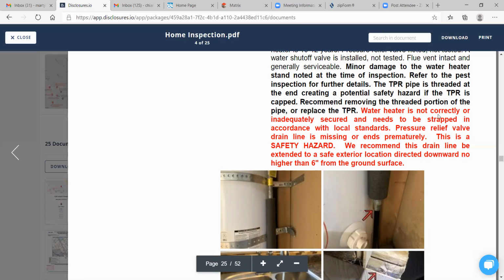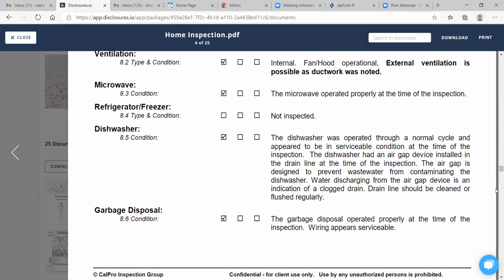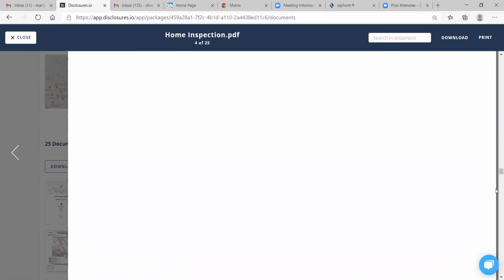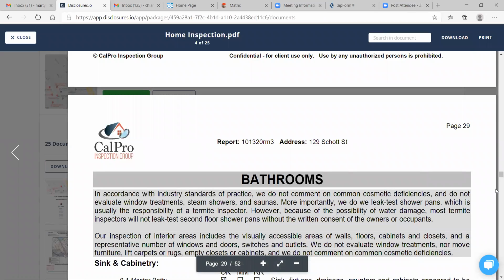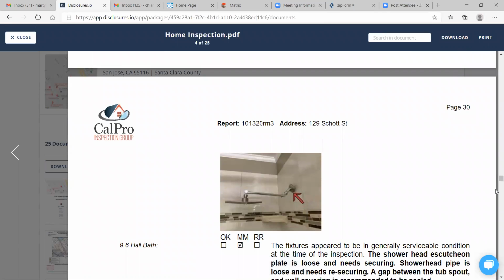Inadequately secured and needs to be strapped in accordance with the local standards. Very important. This one, the appraisal can hold us responsible, so you gotta be very careful. I would write to them to tell them to fix that problem, because the appraisal may not approve. If the appraisal doesn't approve, they come back, and you need to pay another $500 or something for re-inspection, reappraisal. That's very expensive. So we need to ask them to do it, just to pass. Oh, I see, so they have to do it before the appraisal comes. Yes, correct. That's why it is a very big contingency right there.